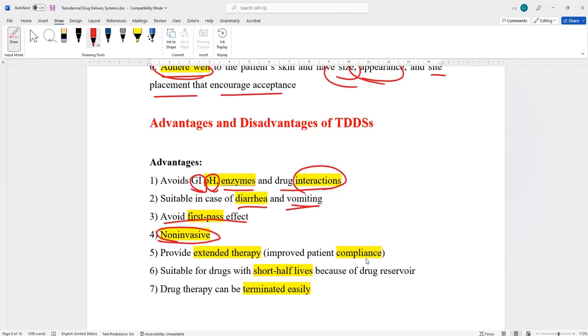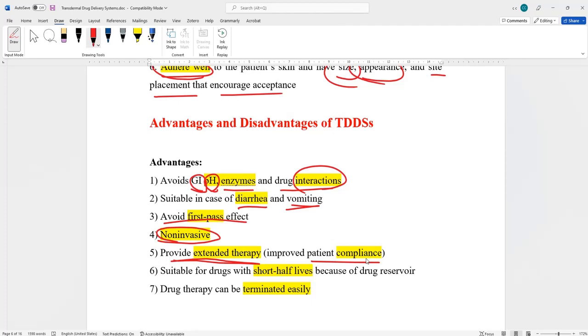Also, one of the good things about the transdermal delivery systems is that usually it provides extended therapy. Sometimes, for example, for 1 week, you are putting one patch only. And this can result in patient compliance. Okay, because the patient will find it easy to remember, easy to put. Okay.